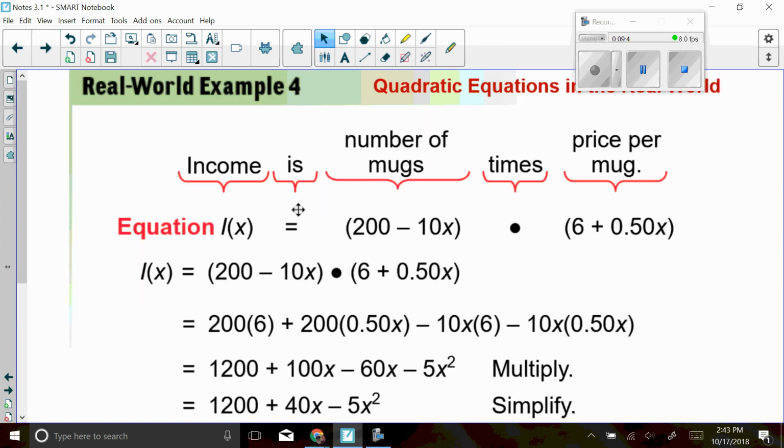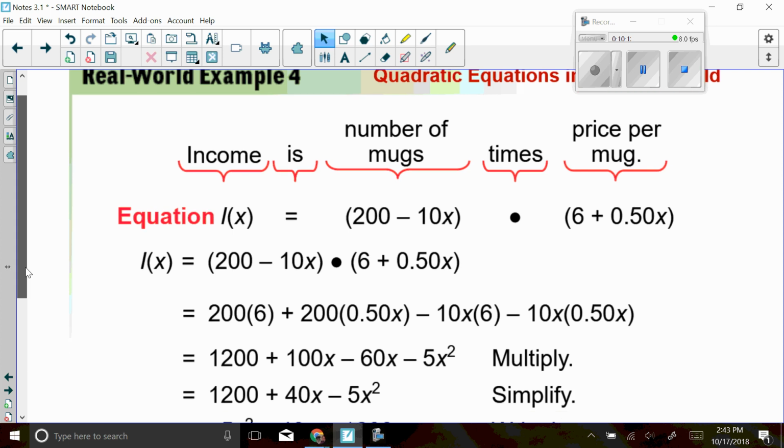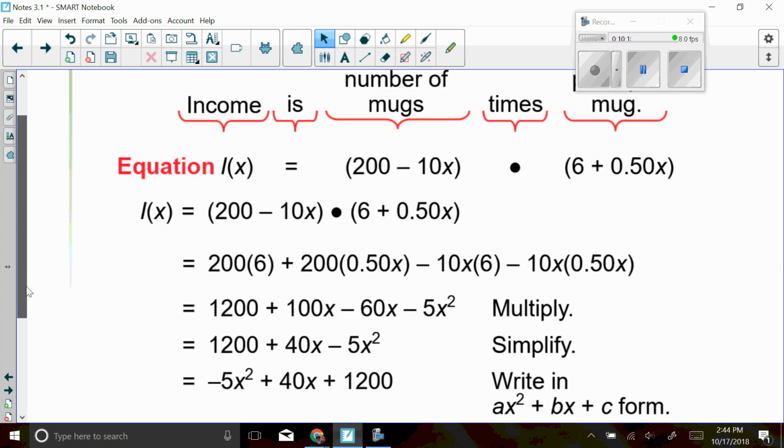So income is the number of mugs. We start with 200 and we're subtracting 10 for every 50-cent increase. And then, of course, multiplied by the price per mug. It started at $6, and then we are increasing for every 50-cent increase we do. So we have this. Next step, multiply. This is a FOIL problem. So they did first, outside, inside, last, combined like terms, and then we get this at the very bottom. Then we rewrote it.